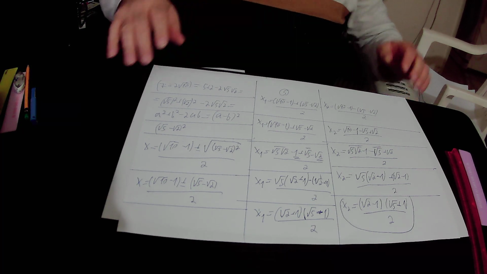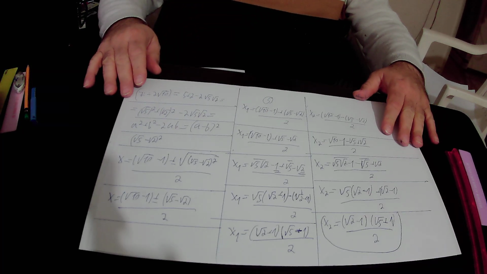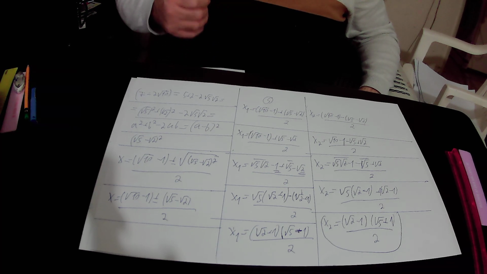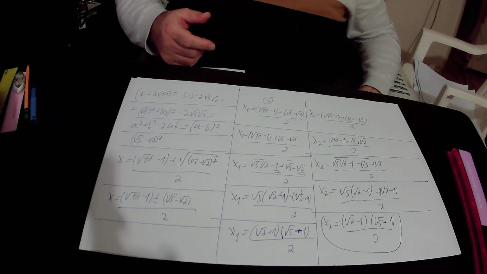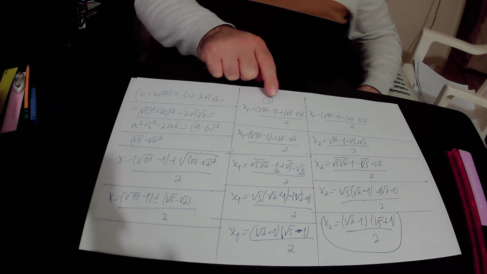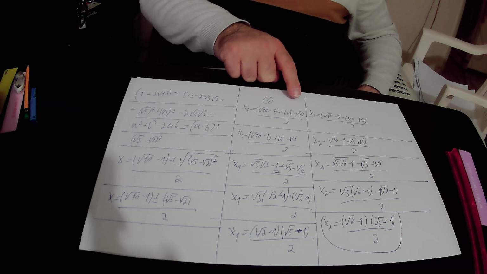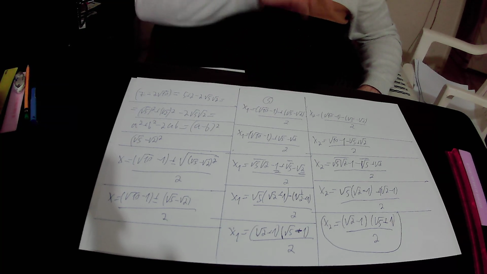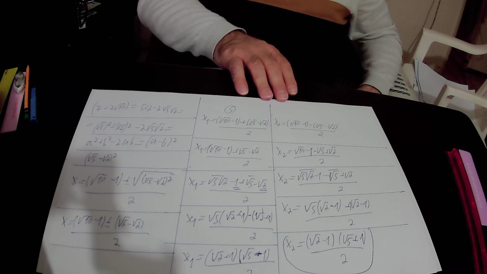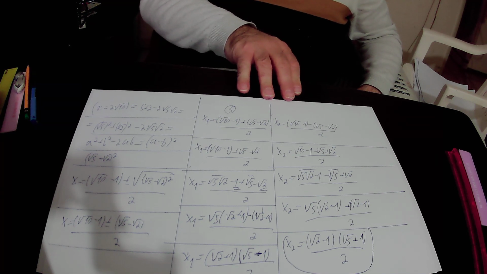So here we will have two possible solutions for x. The first solution we define as x1, and the second solution we define as x2. The first solution, x1, is square root of 10 minus 1 plus square root of 5 minus square root of 2, over 2. And the second solution for this quadratic equation is x2, which equals square root of 10 minus 1 minus square root of 5 minus square root of 2, over 2.